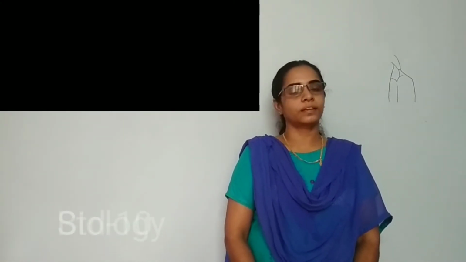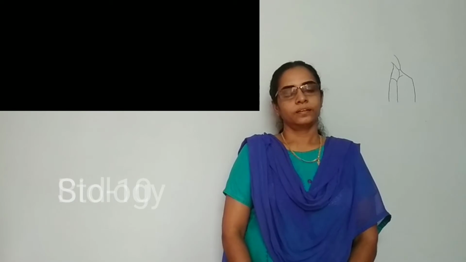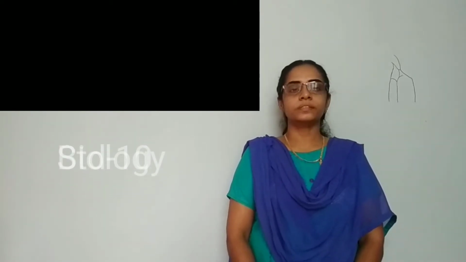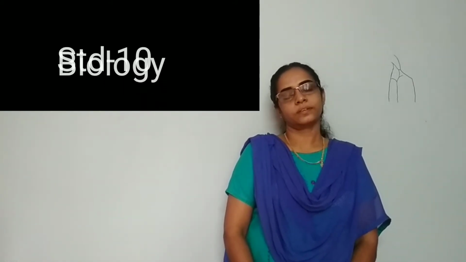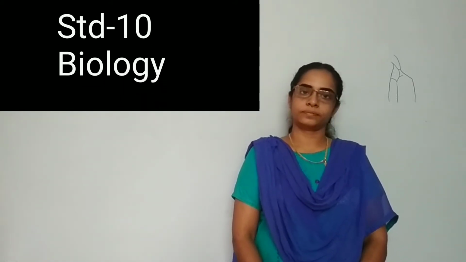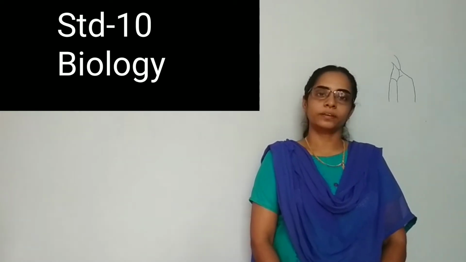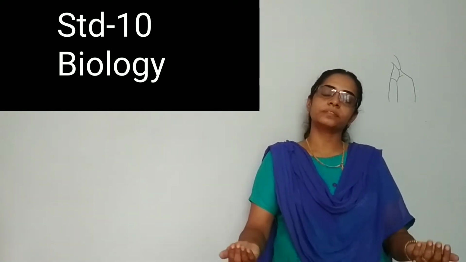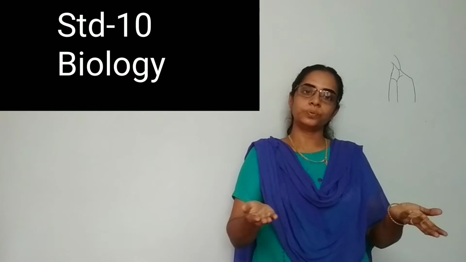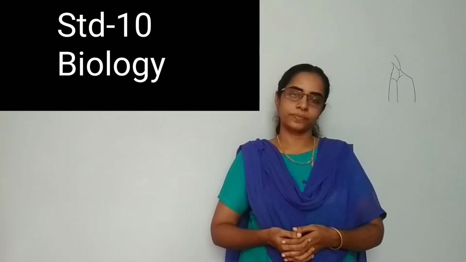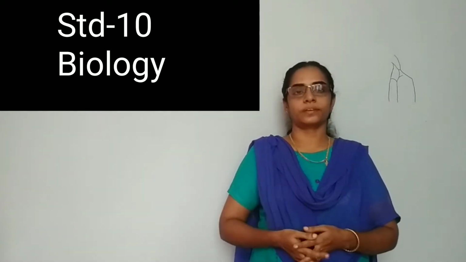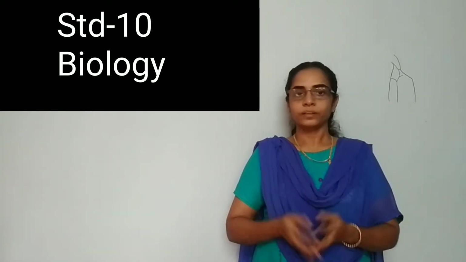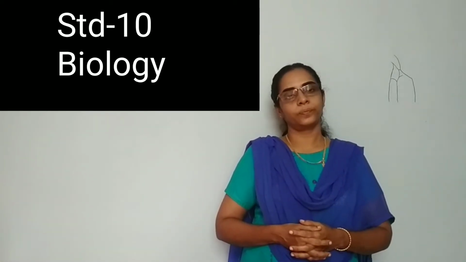Welcome to biology class. In the first chapter, we discussed our nervous system. We respond according to different stimuli. Our body accepts these stimuli through different gateways, and these are our sense organs. There are 5 sense organs we know.